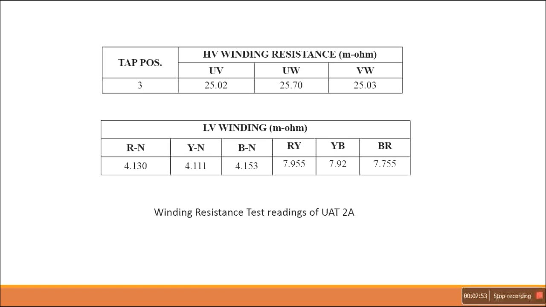For the HV side, the HV configuration is delta for this transformer. We have done the test for UV, UW and VW. And for the LV side, the test has been done for RN, YN, BN and also for RY, YB and BR.